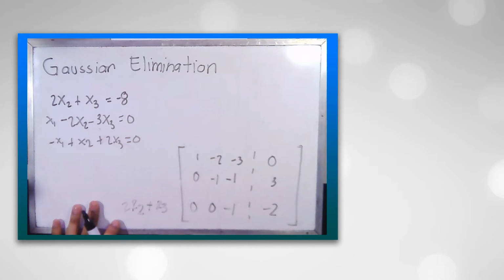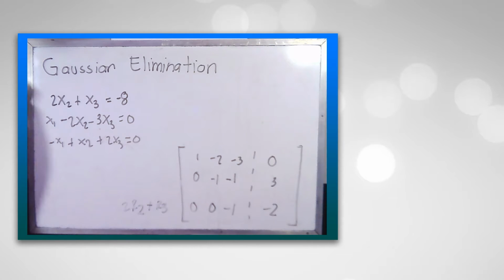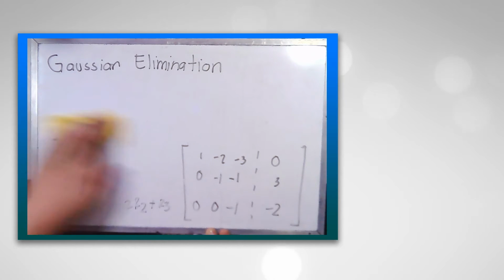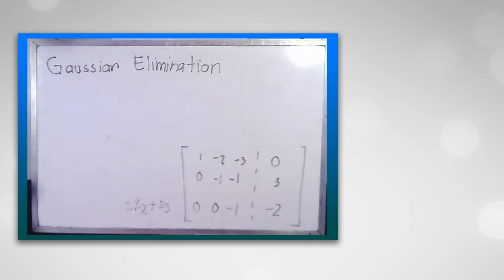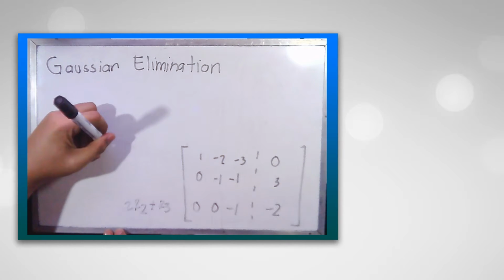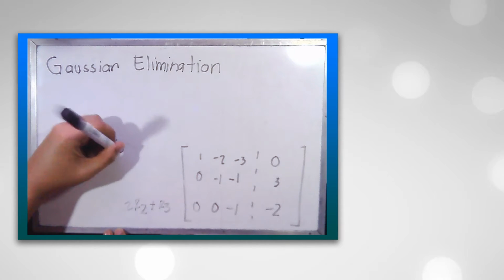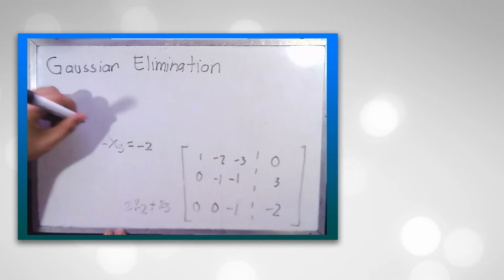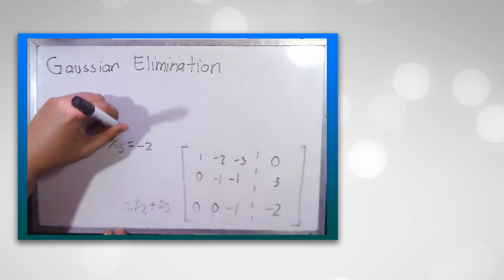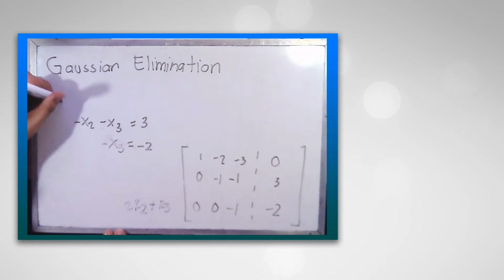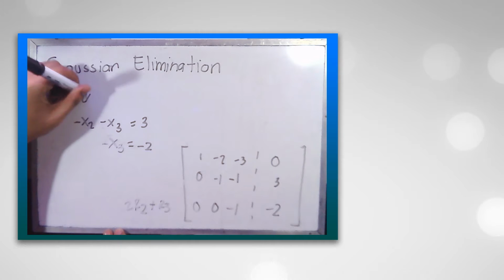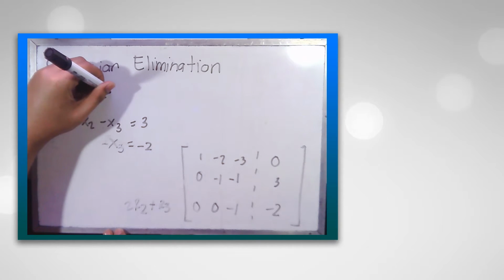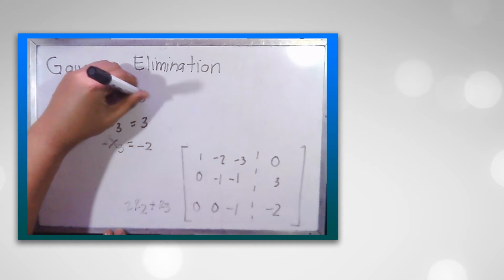After that, we have reduced the lower triangular of the matrix, and so we can write the equation now. Let's write it here. So negative x sub 3 is equal to -2. Negative x sub 2 minus negative x sub 3 is equal to 3. Then x sub 1 minus 2x sub 2 minus 3x sub 3 is equal to 0.